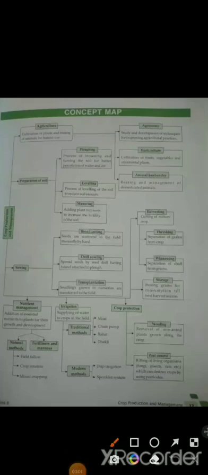Good morning, class 8. Today we are going to see the new lesson, microorganism, friend and foe. Before that, I just want to clarify your doubts in the previous lesson, crop management.